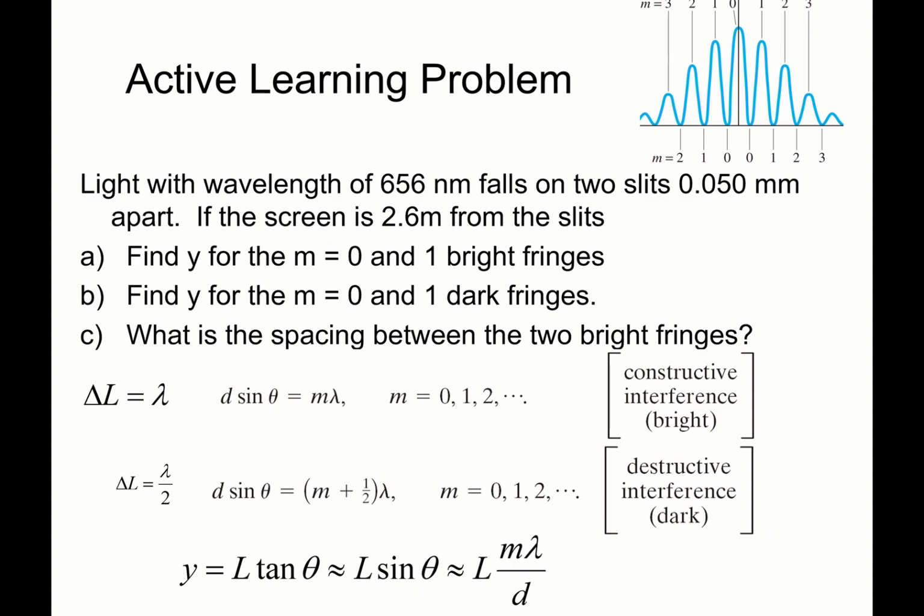All right, so here's the problem that I want you to work on today. I give you the wavelength of the light. I give you the slit separation for a double slit experiment, and I give you the screen position, and I ask you to find the position of y for the m equals 0 and m equals 1 bright fringes, also for the dark fringes, and then what's the spacing between the two bright fringes on the screen.